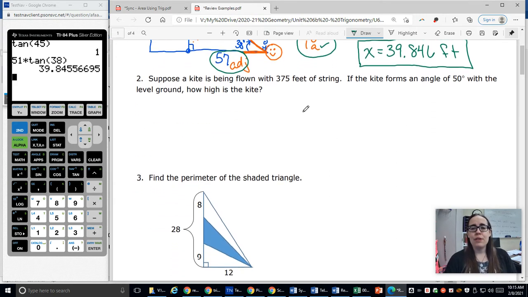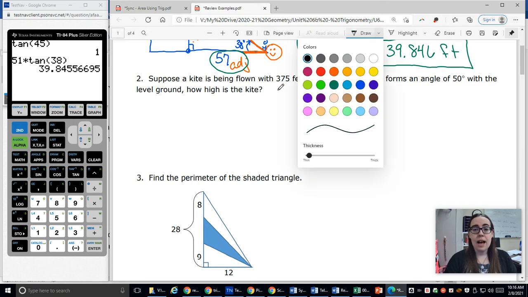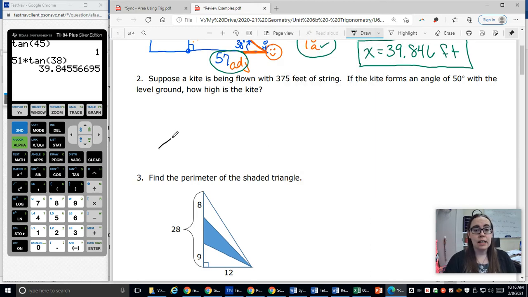Okay, let's look at number 2. Suppose a kite is being flown with 375 feet of string. If the kite forms an angle of 50 degrees with the level ground, how high is the kite? All right, so let's draw this picture. I am flying a kite. Here's my kite. I have 375 feet of string.